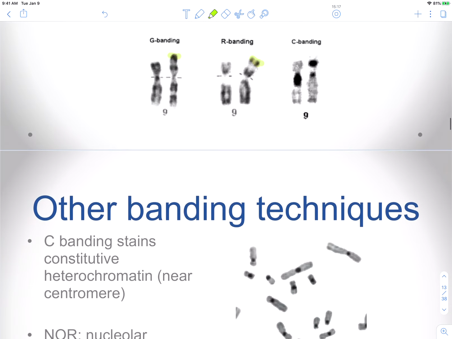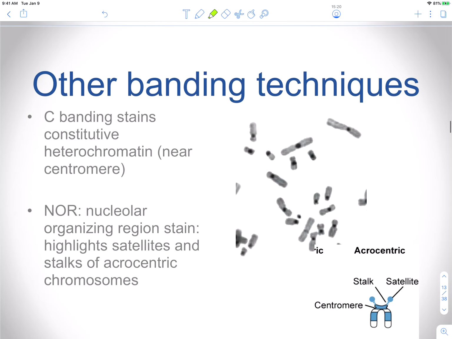Okay, so now there are a few other techniques. There's something called constitutive banding, and this is going to help to identify the centromere, which is shown here. So this will help you to identify, of course, the P and Q arms, whether you have an acrocentric chromosome, metacentric, etc. You also have nucleolar organizing region staining, and this is going to highlight little satellites and the stalks of the acrocentric chromosomes, so these stalks here. That's what the NOR staining can help with.